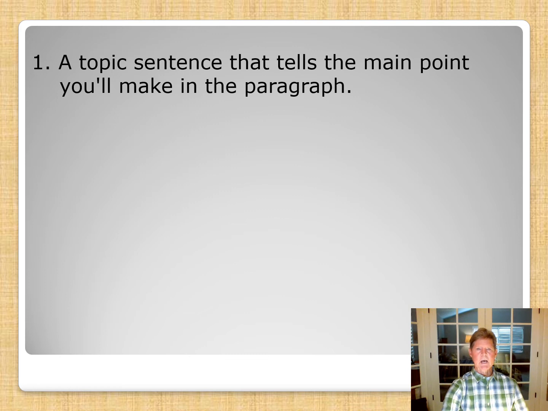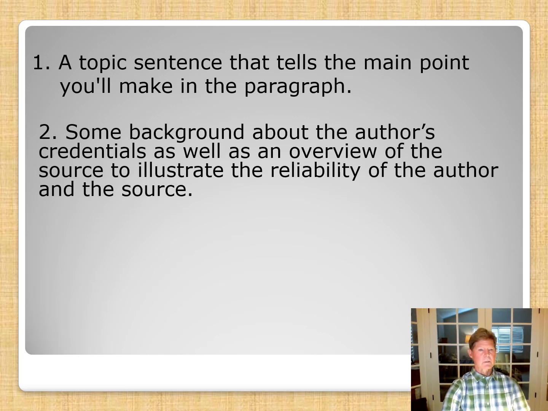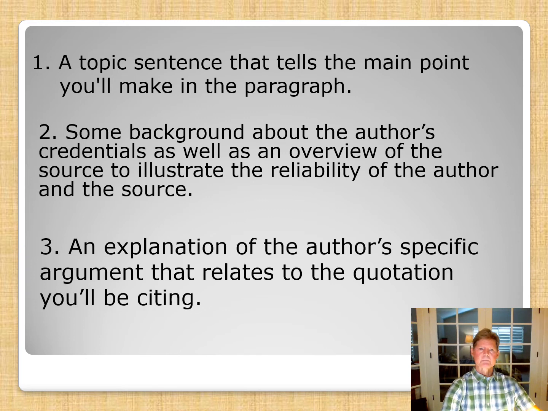Number 1, a topic sentence that tells the main point you'll make in the paragraph. 2, some background about the author's credentials, as well as an overview of the source to illustrate the reliability of the author and the source. 3, an explanation of the author's specific argument that relates to the quotation you'll be citing.